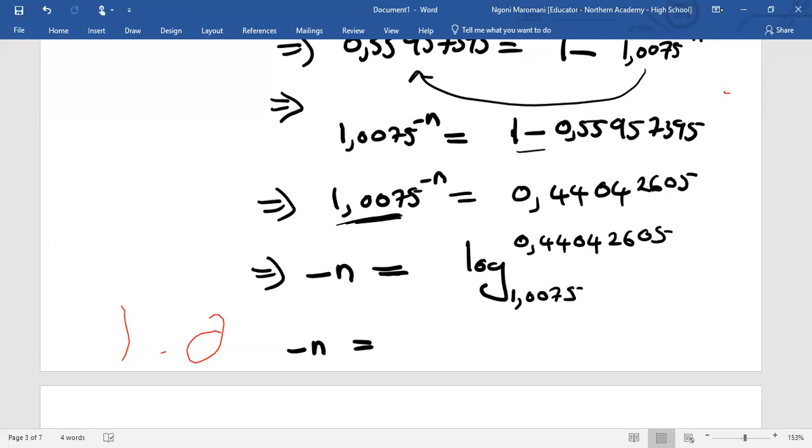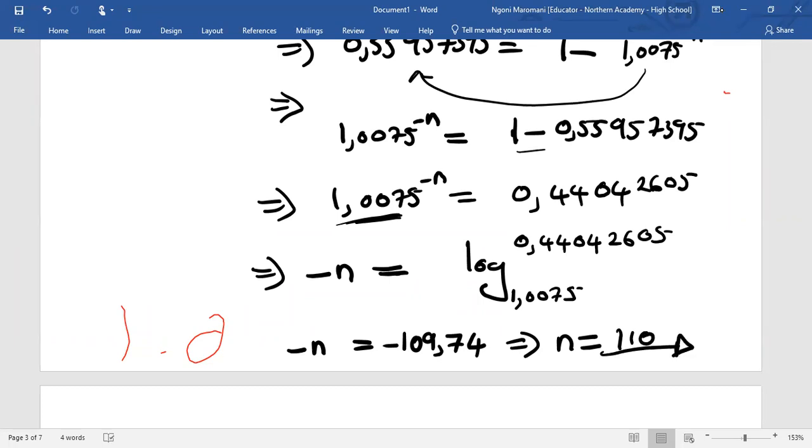Negative 109.74. Negative 109 point what? 74. So which means here our n. So how many months are those ones? 110 months. 110 months. Are we getting that one?